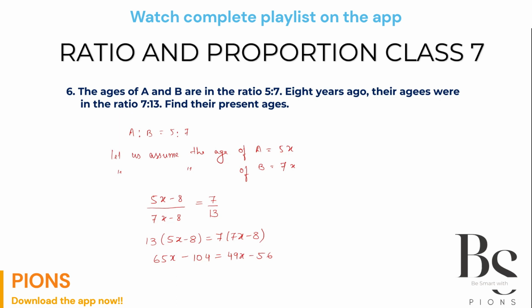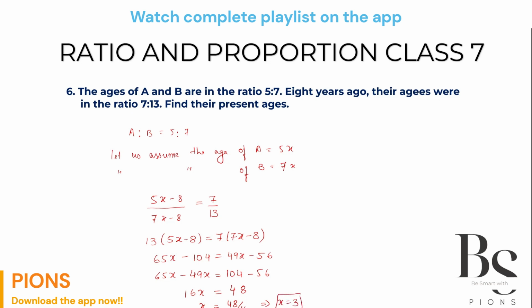Let's take all the x terms together and the other terms on one side. So 65x minus 49x, and 104 taken to the right hand side, 104 minus 56. Now 15 minus 9 will be 6, and 5 minus 4, 16x. That will be equal to 14 minus 6, 8, and 9 minus 5, 48. So x will be equal to 48 upon 16, and 48 upon 16 is nothing but 3.